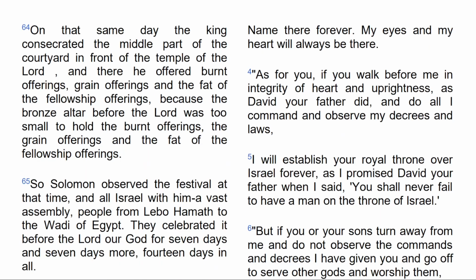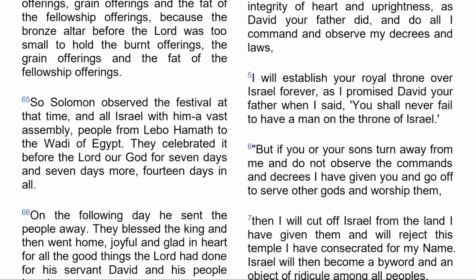On that same day the king consecrated the middle part of the courtyard in front of the temple of the Lord, and there he offered burnt offerings, grain offerings, and the fat of the fellowship offerings, because the bronze altar before the Lord was too small to hold the burnt offerings, the grain offerings, and the fat of the fellowship offerings. So Solomon observed the festival at that time, and all Israel with him, a vast assembly, people from Lebo-Hamath to the Wadi of Egypt.